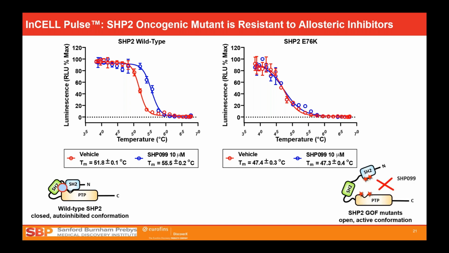You can see, though, here's some data using the same compound for SHP2. In this case, we have one of our oncogenic gain-of-function mutants, a mutant called E76K.